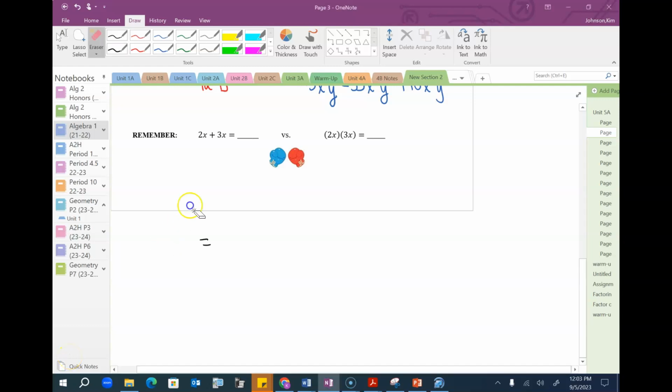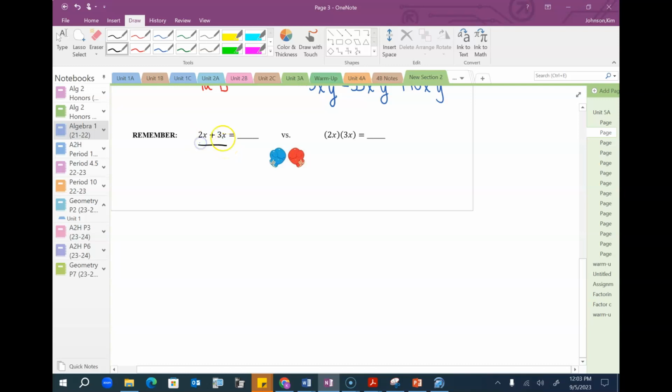Hello, Algebra 1 students. Today's lesson we are going to be working on how to multiply polynomials. So in order to understand how multiplication works, I think it's important for us to hone in on our previous skills. In combining like terms and adding and subtracting polynomials, we should have already established what 2x plus 3x is.